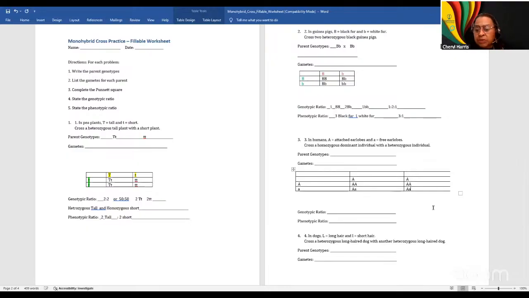All right, so that's what it's going to look like. Actually, they're all going to have attached earlobes, except these are going to be heterozygous and 2 are going to be homozygous. And that's all I'm going to say.